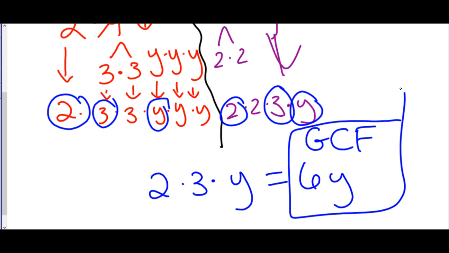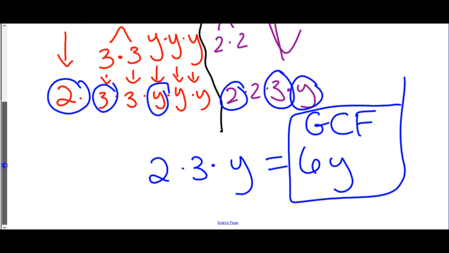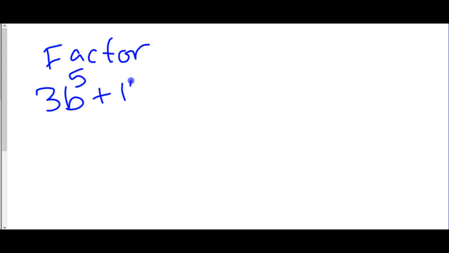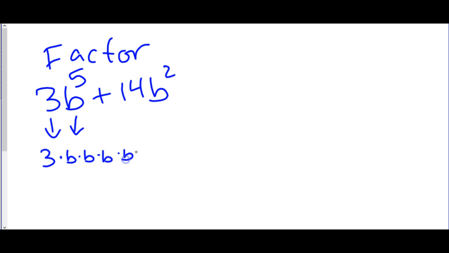What else you can do with this is it may ask you to actually factor something. If we're going to actually factor something, first we have to find the greatest common factor, and then we have to do some dividing. So let's say we want to factor 3b to the 5th plus 14b squared. Again, we're going to break these down as much as possible. 3 is already prime. B to the 5th can be written as b times b times b times b times b.